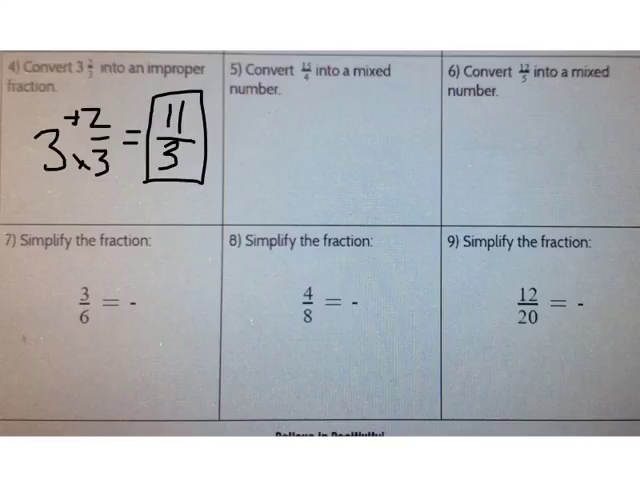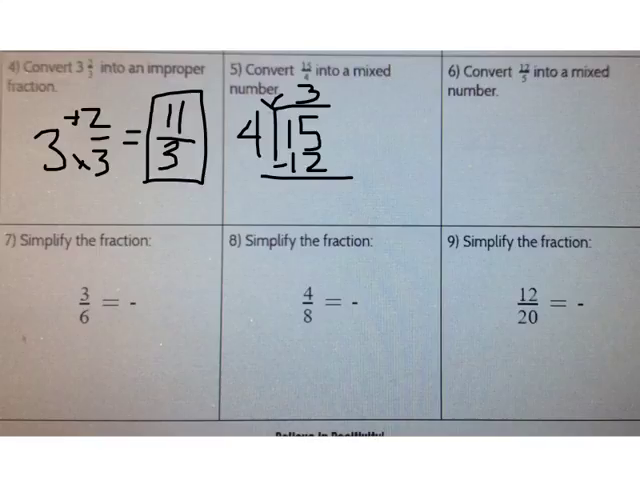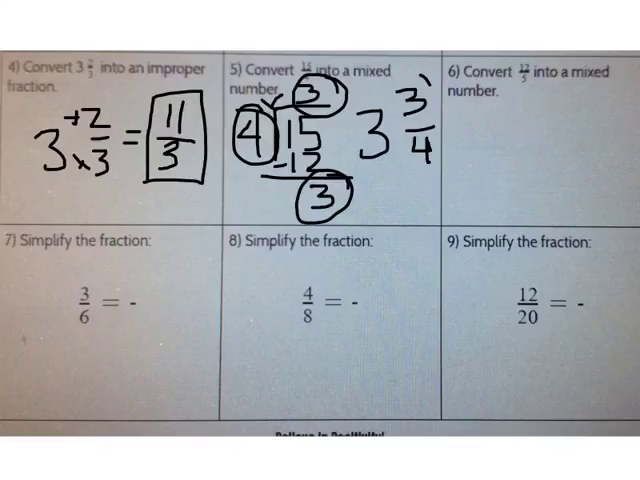Convert 15 over 4 into a mixed number. What operation do I use to convert an improper fraction into a mixed number? I divide. I need to divide my numerator, 15, by my denominator, 4. How many times does 4 go into 15? 4 goes into 15 3 times. What's 3 times 4? It's 12. What's the remainder? It's 3. Now I can write that as a mixed number. I have 3 wholes with 3 out of 4 left over. 15 over 4 is the same as 3 3/4.